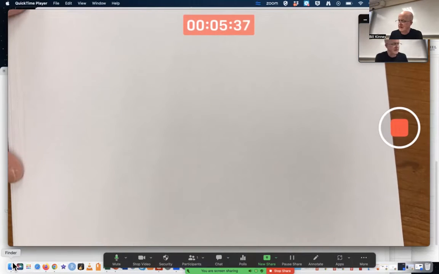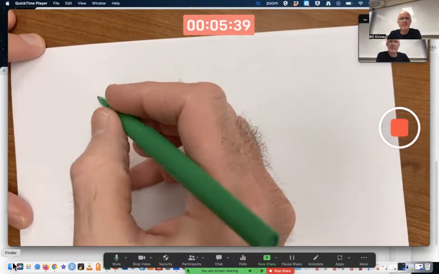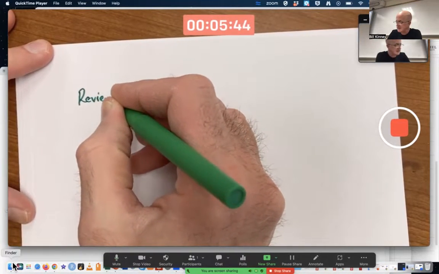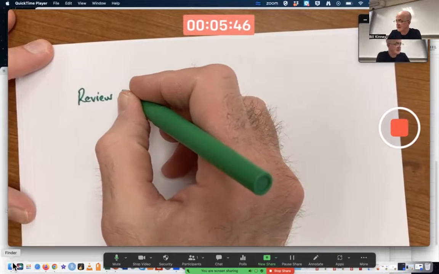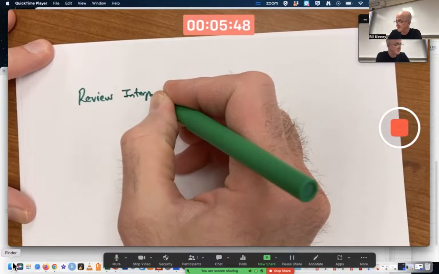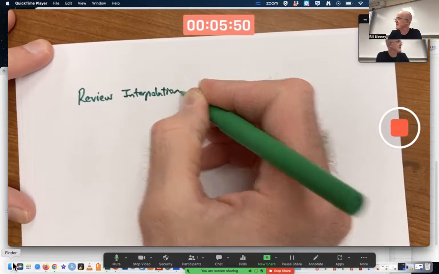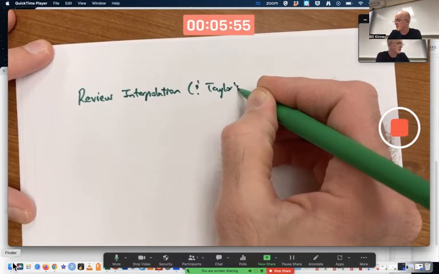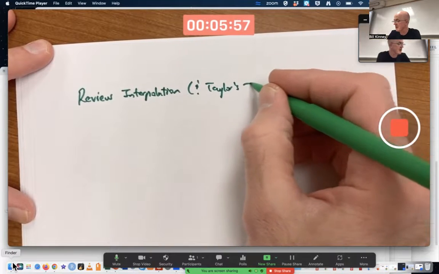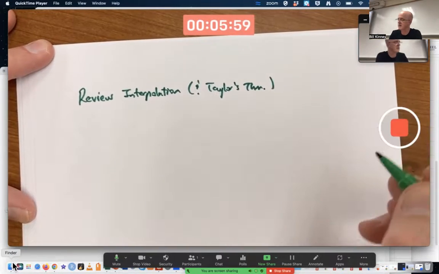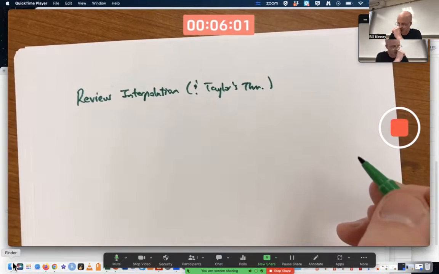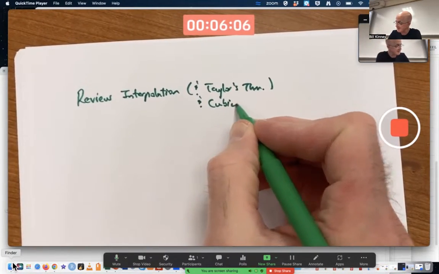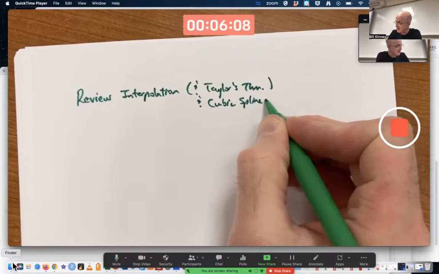So today what I'd like to do is start reviewing for the exam by reviewing essentially what we've been doing for the last few weeks, interpolation, along with at the start here, Taylor's theorem, well, in particular, Taylor polynomials. I'll call it Taylor's theorem, but what we're really after is Taylor polynomials. And one new thing, and the basics of cubic splines, section 3.5.